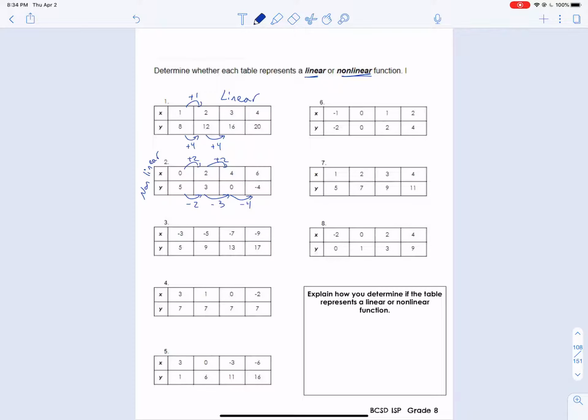Okay, number 3, we are subtracting 2 on the x, subtracting 2 on the y, adding 4, and adding 4. So this one is linear. Number 4, let's see, 3 to 1, that's what? -2, 1 to 0, -1, and then -2. So that's already different. The y doesn't even change at all. Okay, so this is nonlinear.